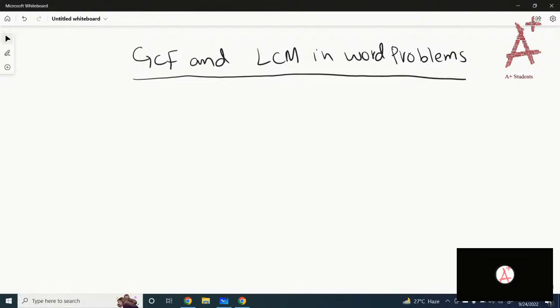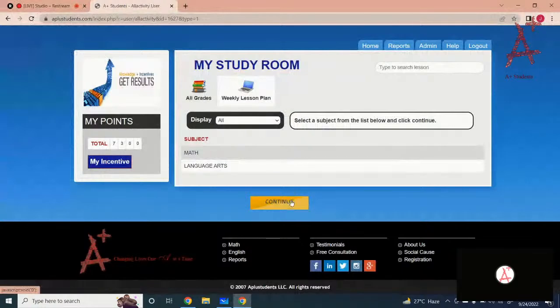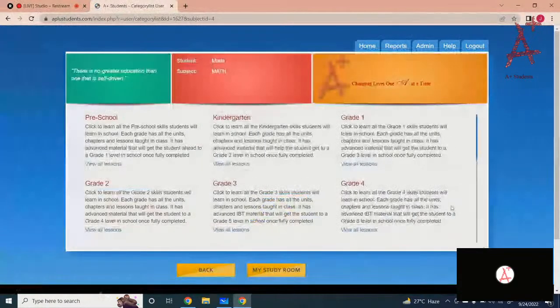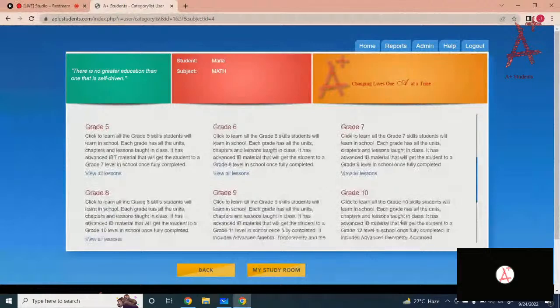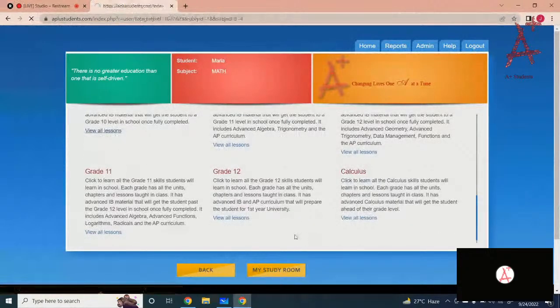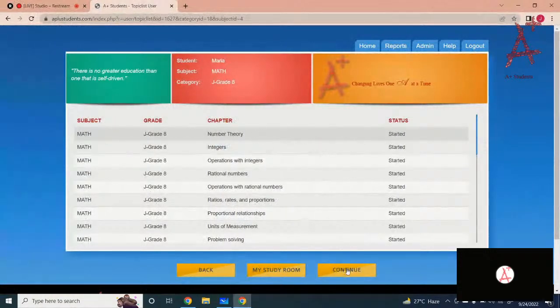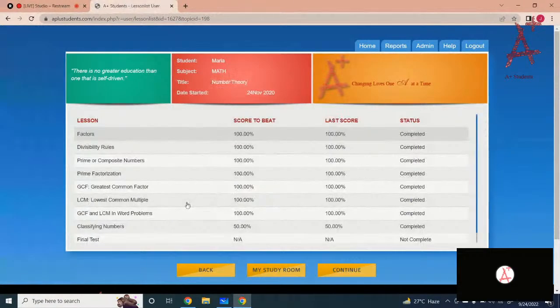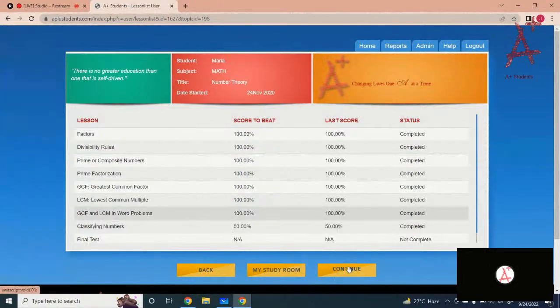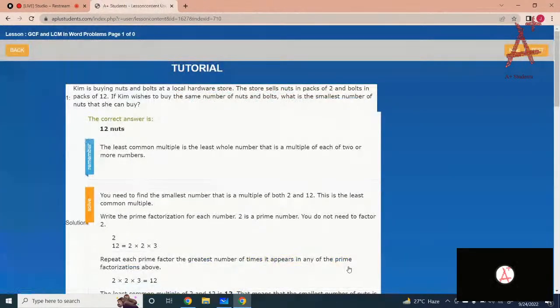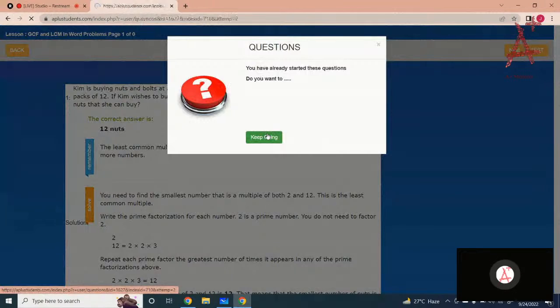Okay, so let's start with the word problems. Okay, here's the topic, GCF and LCM in word problems. So we already know how to find GCF and LCM. So let's start with the test questions because you know how to find them.